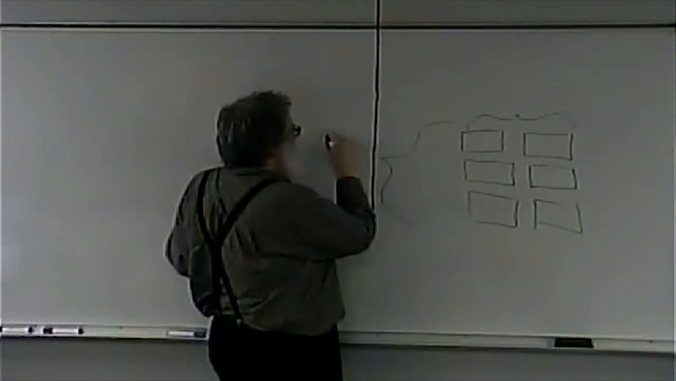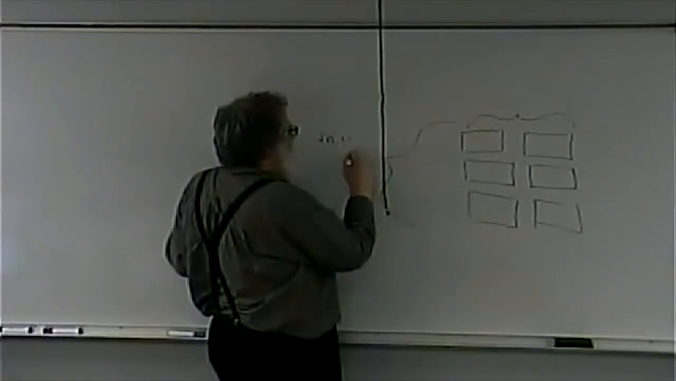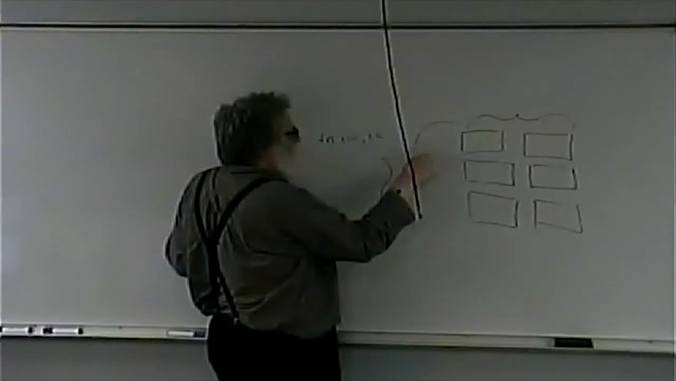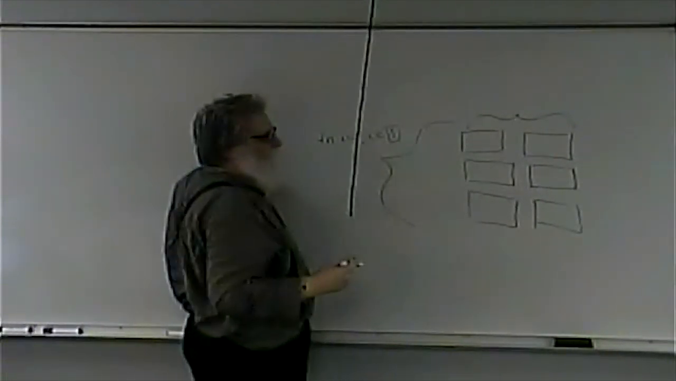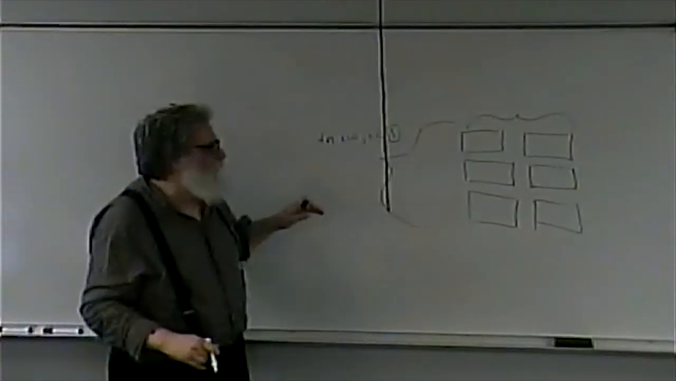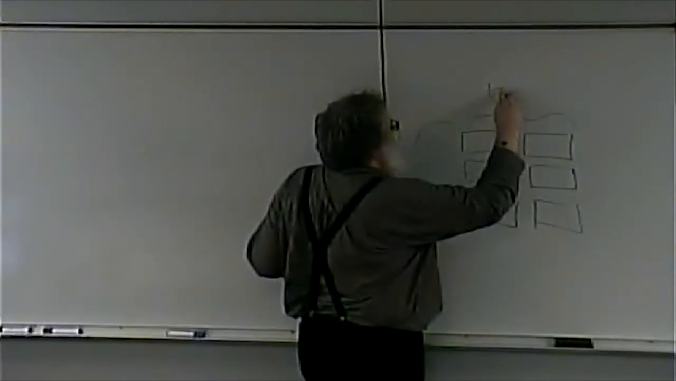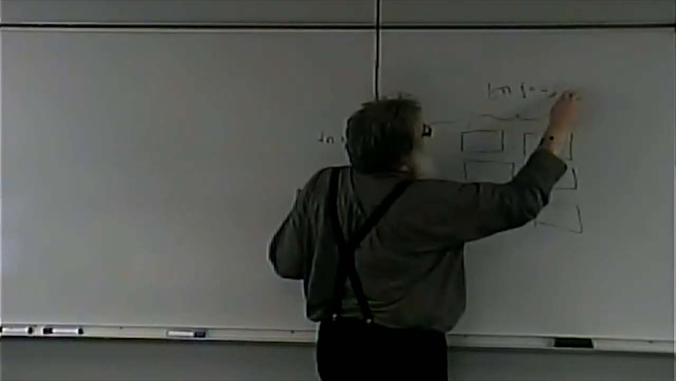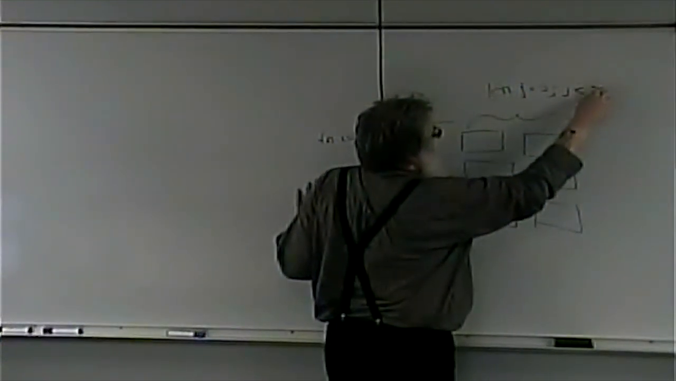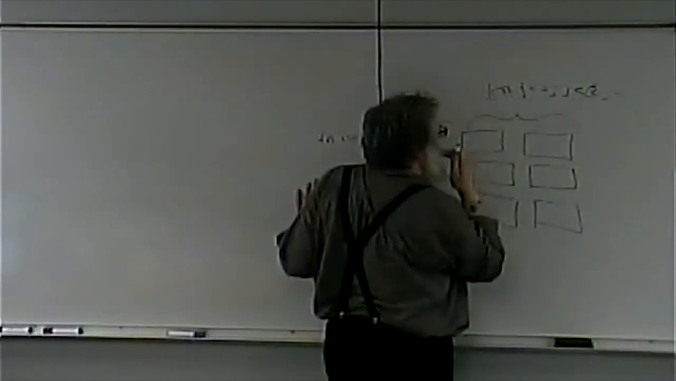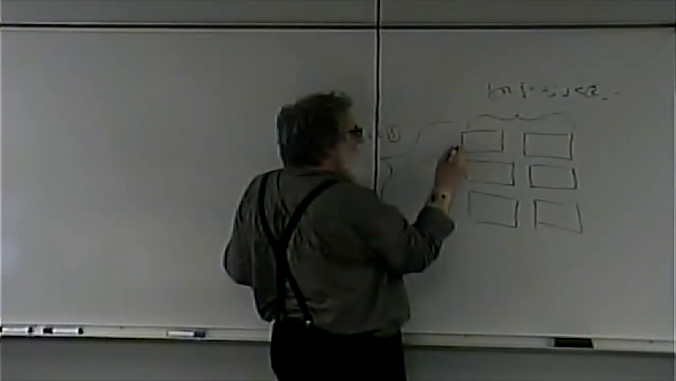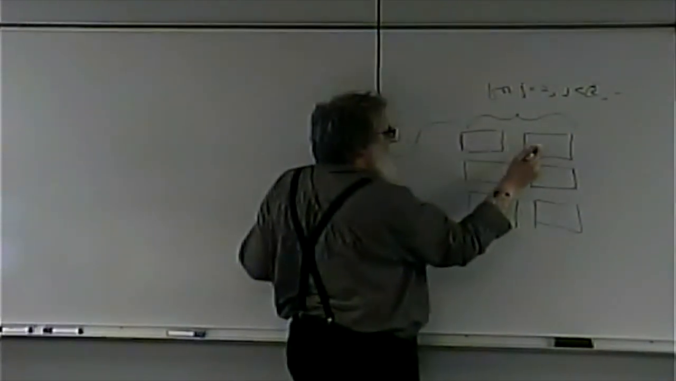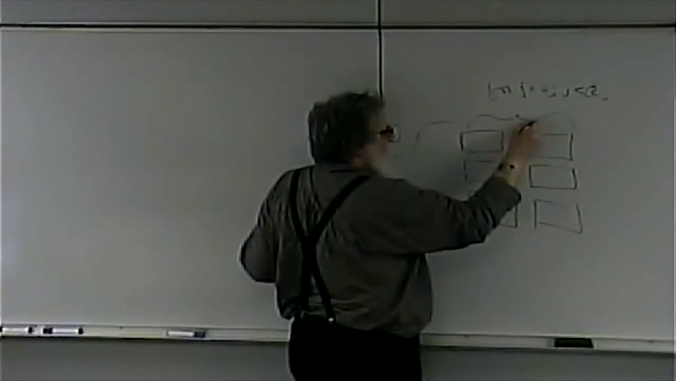So this is going to be for i equals 0, i less than, in this case, 3, or the value of some variable that has a value of 3. This is going to be for j equals 0, j less than 2, or some variable that has that in there. So we're going to loop through this, and we're going to look at this button the first time through the loop, then this button the second time through this loop.